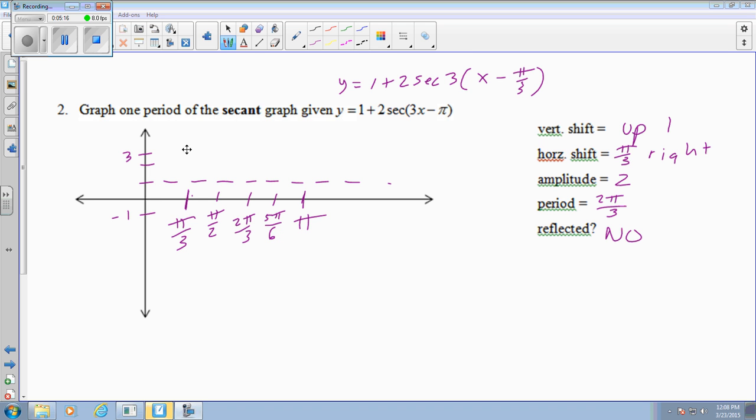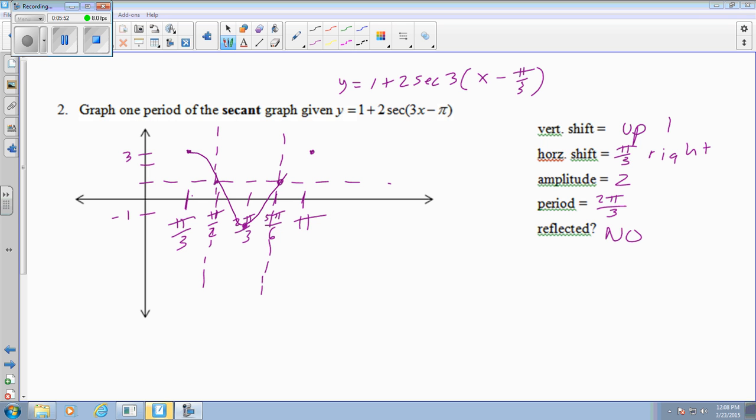Our cosine is going to start right there. It's going to go through right there. It's going to be at its bottom right there. It's going to go through again right there. And it's going to be at its top up there. We know that if we wanted to put some dotted lines, where it goes through the dotted line is our asymptote at pi over 2 and 5 pi over 6. And if we graphed our cosine graph, it would look like this.